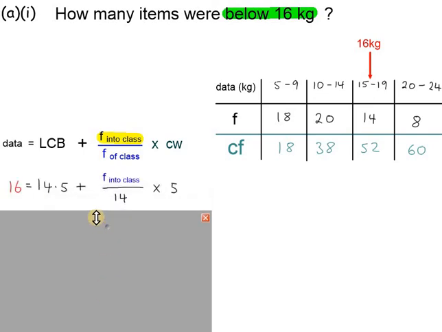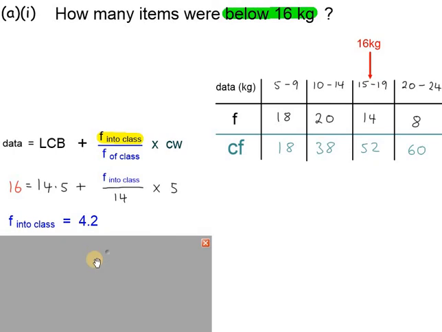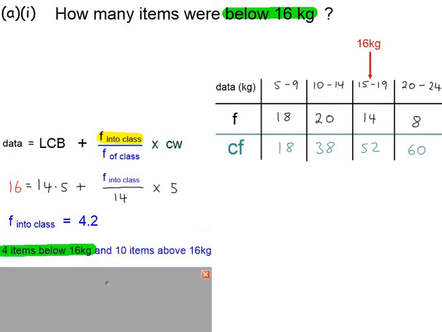So substituting the values in, rearrange to work out the frequency into the class. So 4 of the 14 items in this class interval are below 16 kilograms, which means the other 10 are above 16 kilograms.